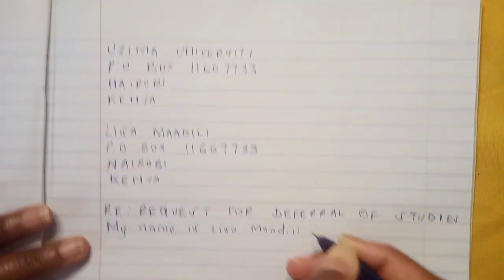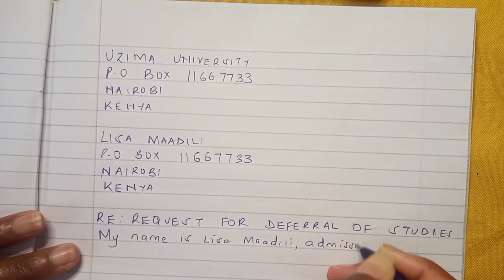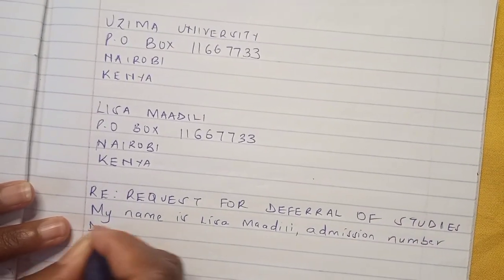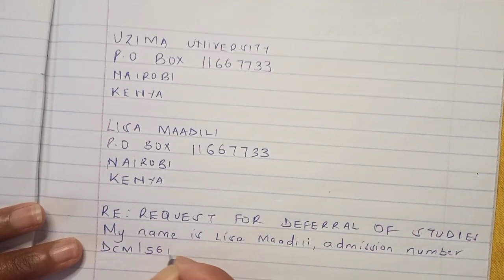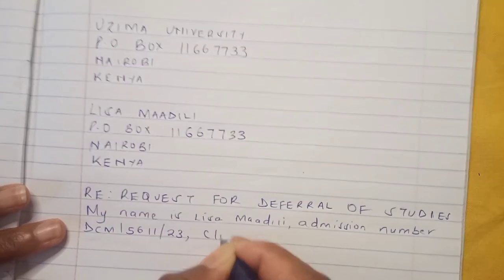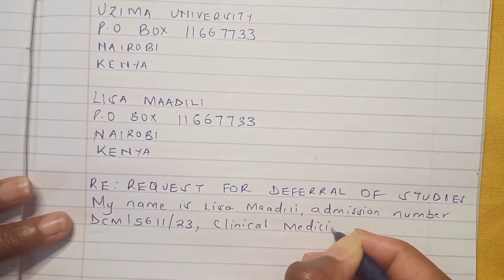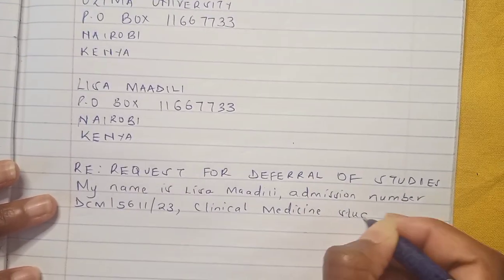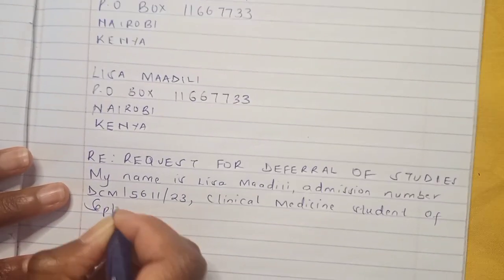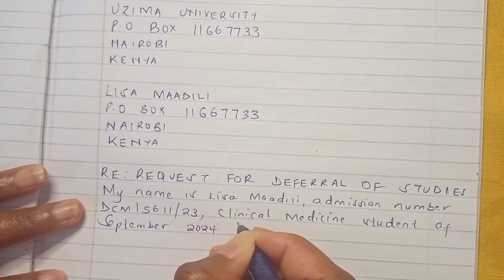So you start by being very formal. You say your name, your admission number or the corporate number that you work with, a number that introduces you into the space, the course you are undertaking, and which intake. So it's: my name is Lisa Madili of admission number DCM 561123, clinical medicine. That's the course of the student. Clinical medicine, September 2024. So that is the correct way to introduce yourself.